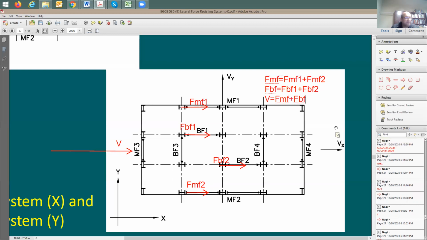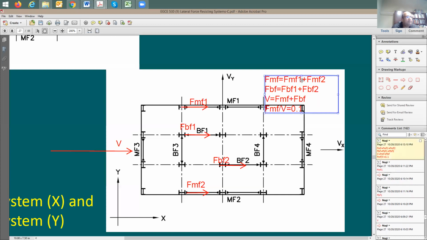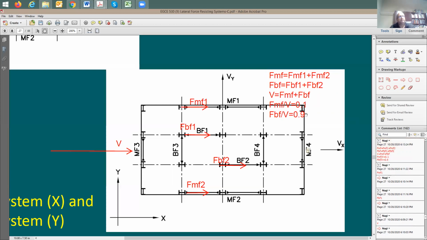How about percentage-wise? What is the percentage of the force of the moment frame divided by V? I'm expecting it to be 10%, so I'm going to say maybe 0.1. How about the rest of the force, which means force to the brace frame? Force of the brace frame divided by V is going to be equal to how much? 90%. We put it here.